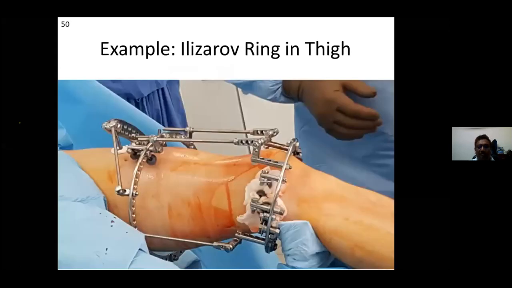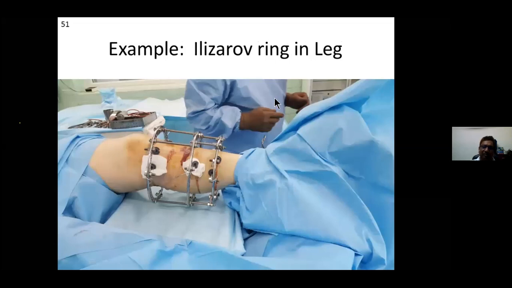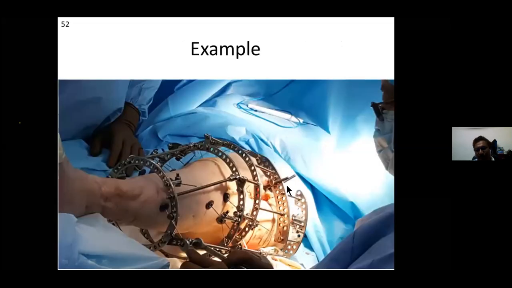Now there are some examples. These examples are from our center Kurgan, Russia. Here you see the ILIZAROV rings placed in the thigh. Here the ILIZAROV ring in the leg. Wires are placed from medial to lateral side. And in this picture, the ILIZAROV rings are placed from thigh to leg. There are two arches here, which are held by the Schanz screws.